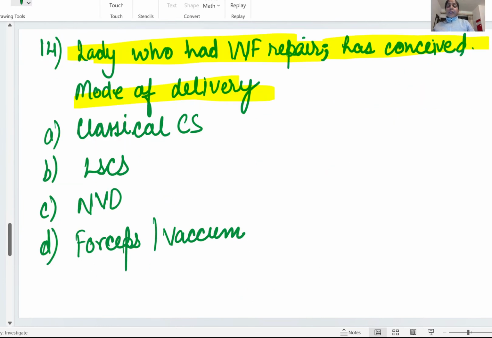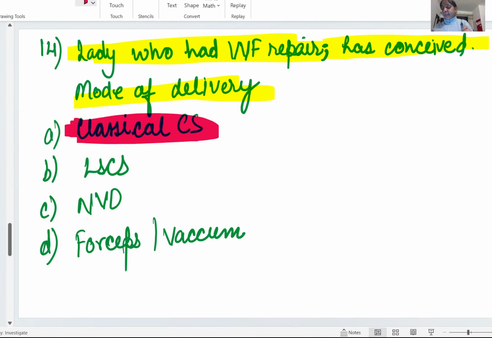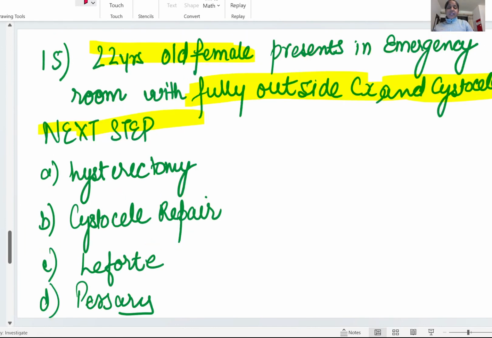The lady who had VVF repair has conceived. The answer is classical cesarean. We will not do lower segment cesarean in this lady. Okay. Near the lower segment there is the bladder, so we will not do it there. Last question of the day. 22 years old female present in emergency room with fully outside cervix. The answer is pessary, because it is an emergency situation, we will not do hysterectomy.